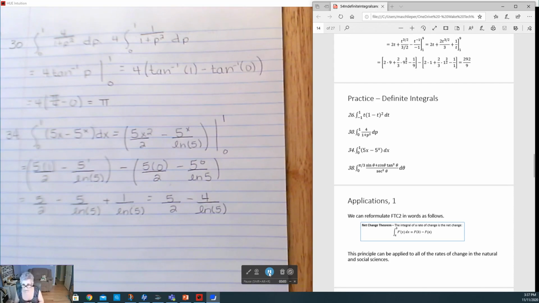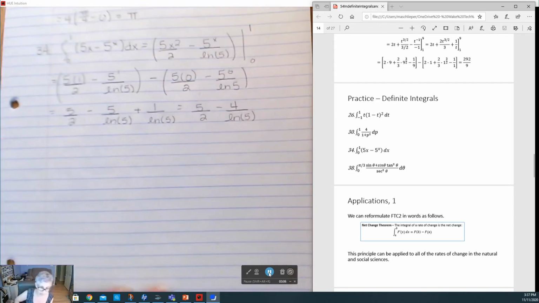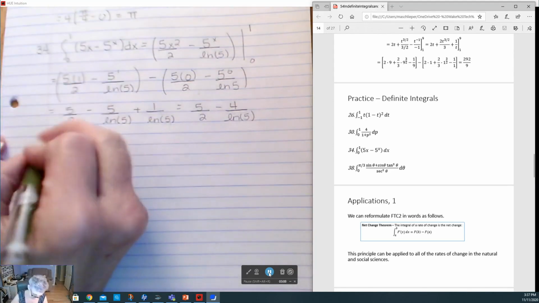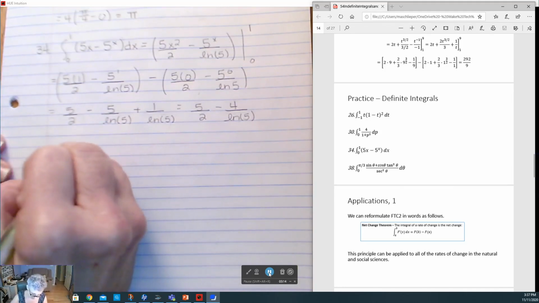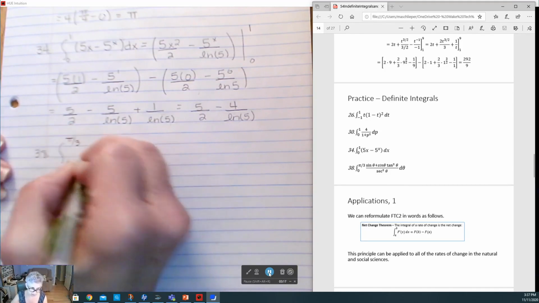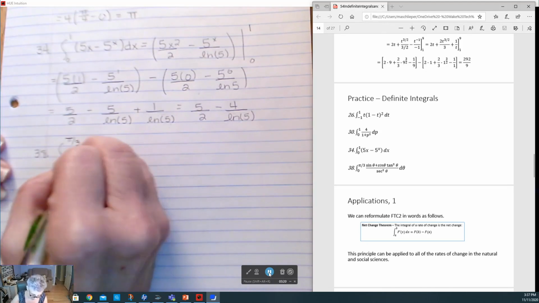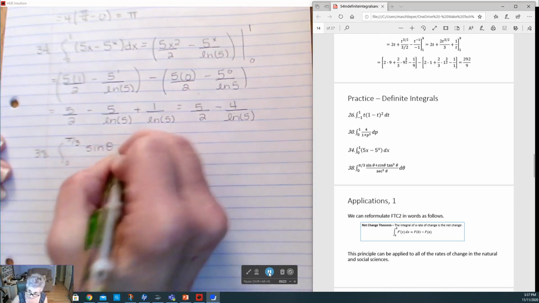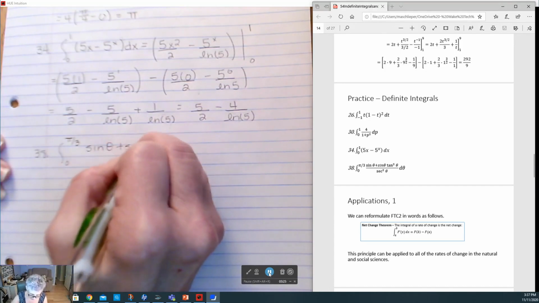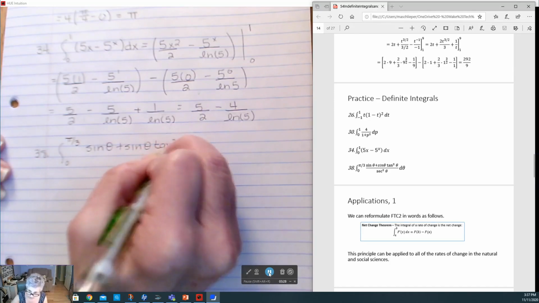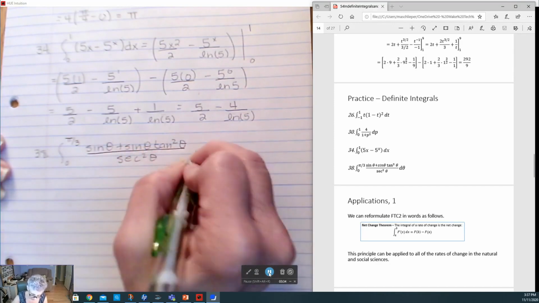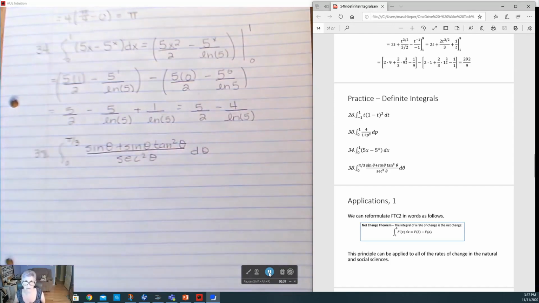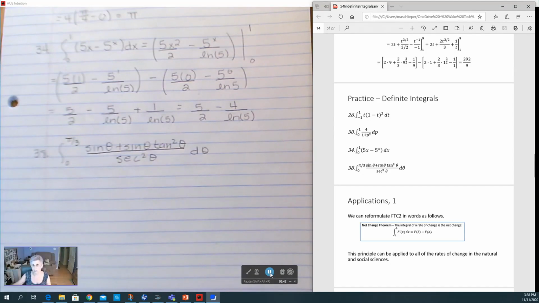Let's look at the scary looking one with all the trig functions in it. Number 38. Let's see, integral from 0 to pi over 3 of sine of theta plus sine theta tangent squared of theta, over secant squared of theta. Now I want you to pause this tape for a few minutes and think about how you would approach this. What'd you come up with?